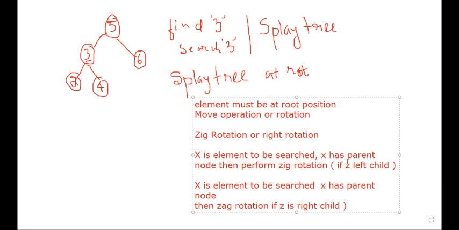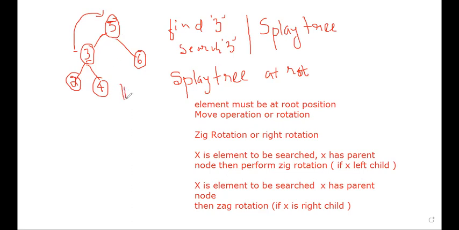Remember this condition: if X is on the left side, you perform the zig rotation. If X is on the right side, you perform the zag rotation. Those are the things to remember. These are the conditions in the SplayTree. Now with respect to this example, if this is the element you want to search, you have to move this element to the root position.